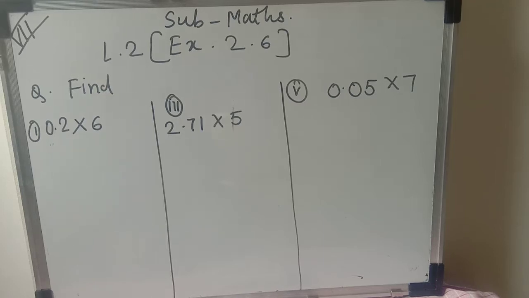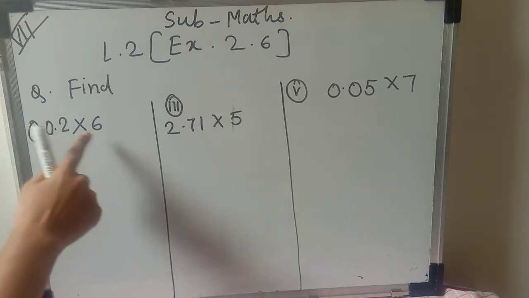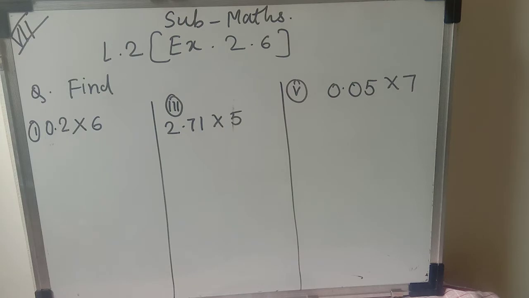Good morning everyone. Students, in the last session we saw how to do the multiplication of decimal numbers. We saw 3 points, and the first one was how to multiply a decimal number with a whole number. You just multiply the decimal number as a whole number and then put the decimal in the answer.